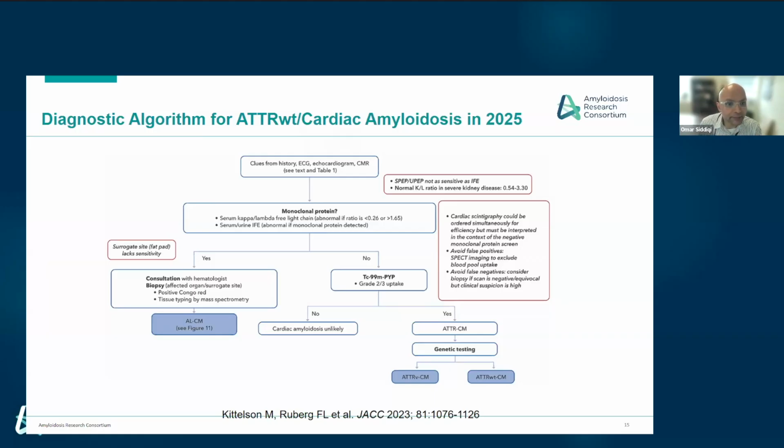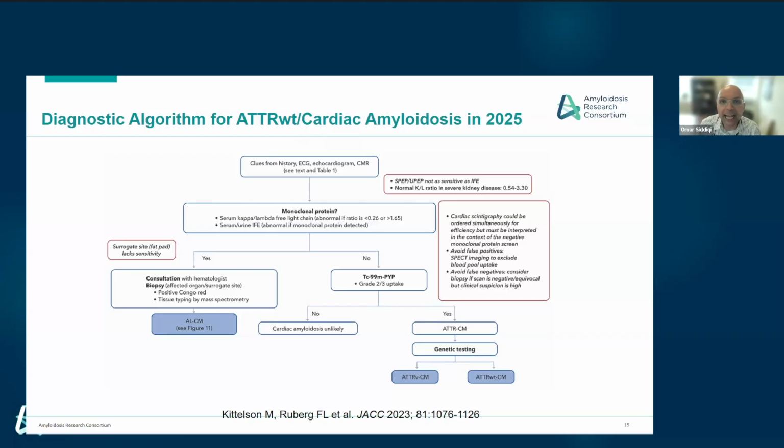So we are clued into amyloidosis by the patient's history, by their shortness of breath, by their symptoms, by the echocardiogram. Sometimes we'll get a cardiac MRI to take a look at that. And then we rule out the presence of a monoclonal protein, AL amyloidosis, by running some blood tests. And then once we've ruled it out, then we do a pyrophosphate scan, a nuclear medicine scan, to figure out if they have ATTR.